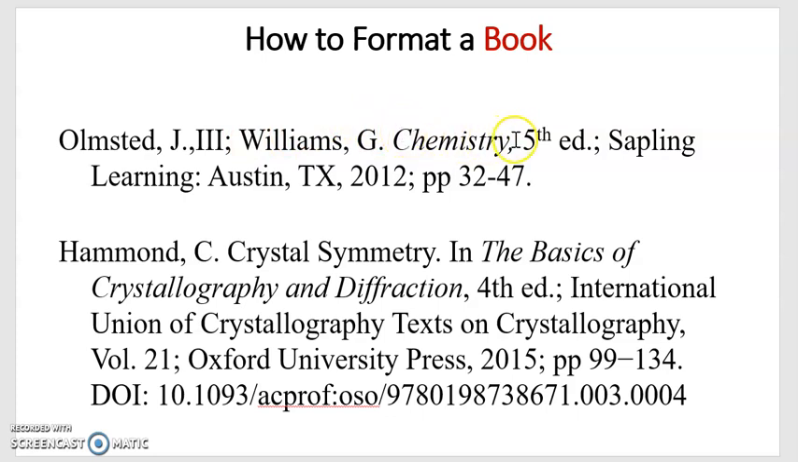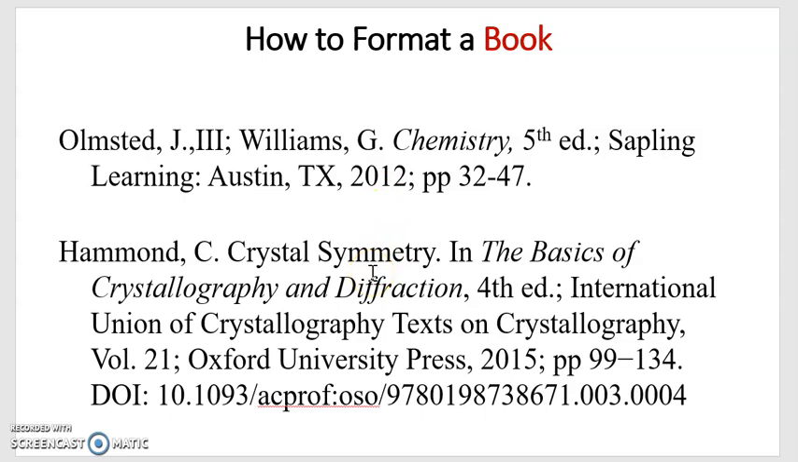Then you have the title of the book in italicized print, a comma, the edition number with ED period used as the abbreviation, a semicolon. This is the publisher's name. This is the place it was published, a comma, the year, semicolon, PP as the abbreviation for the page span, no punctuation there, and then a period at the end. In a book, the year is not bolded.